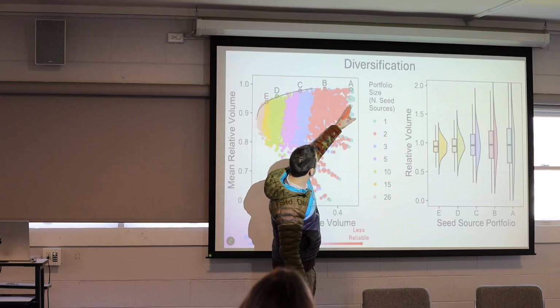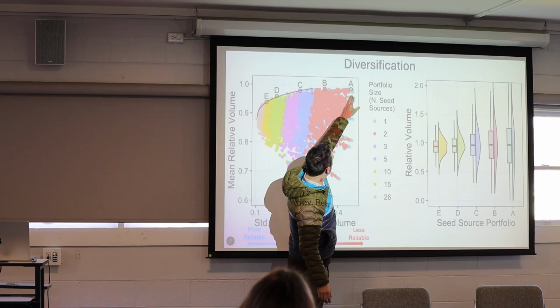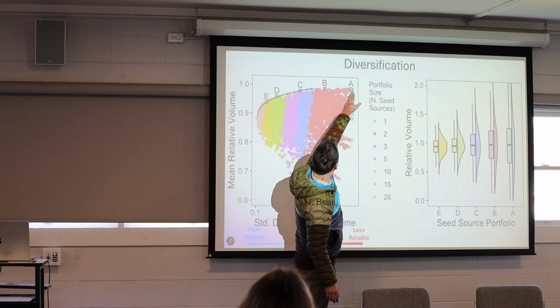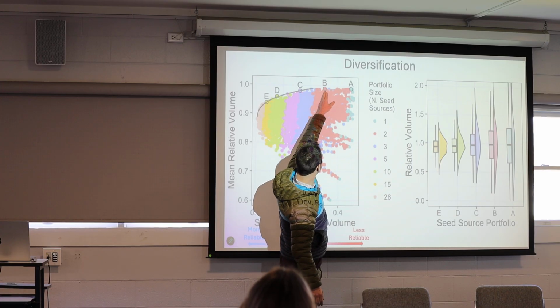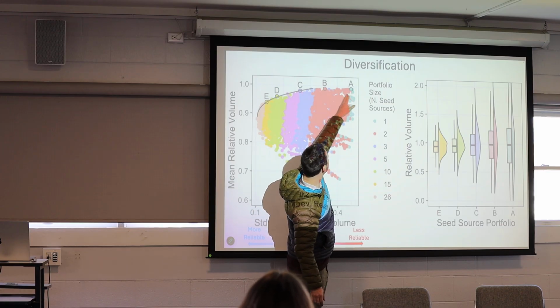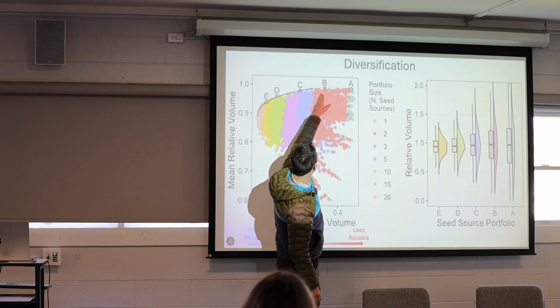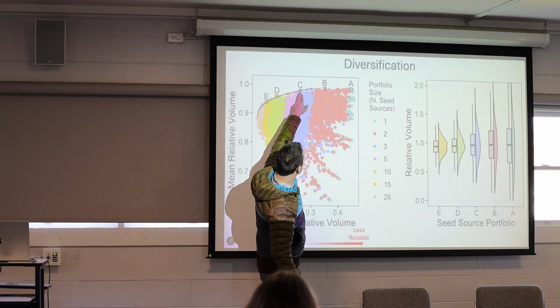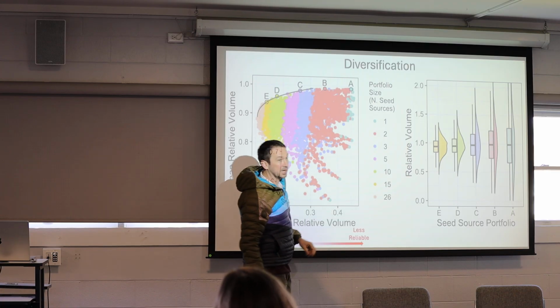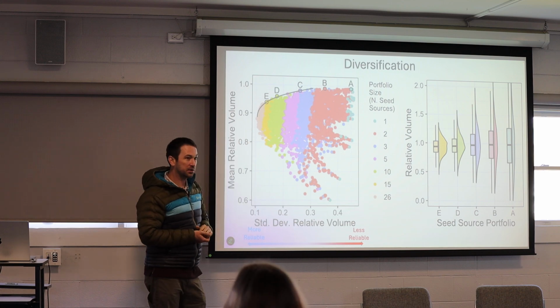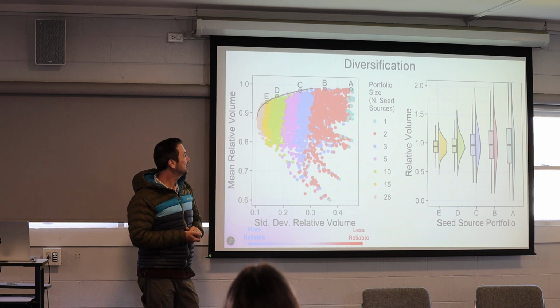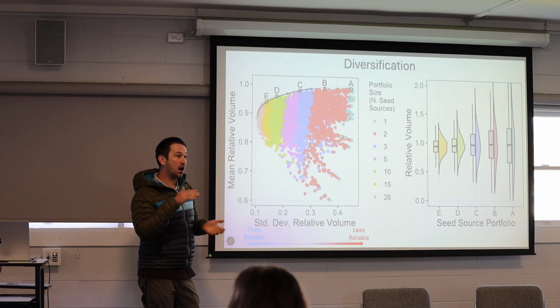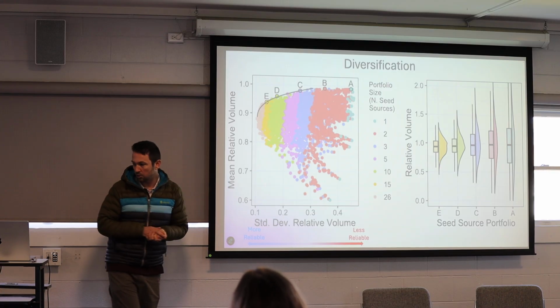But you can see that just by switching between a portfolio composed of a single seed source to a portfolio composed of 2 seed sources, or up to 3 seed sources, you can get pretty substantial declines in uncertainty of what the outcome is going to be for that seed source, with pretty minimal cost in terms of your expected mean relative productivity overall.